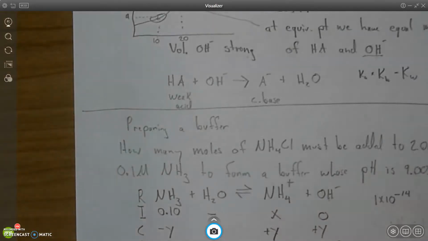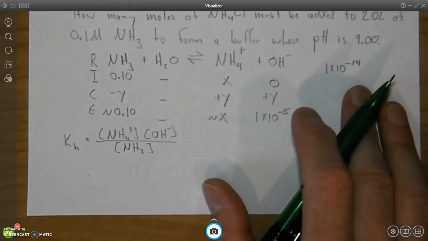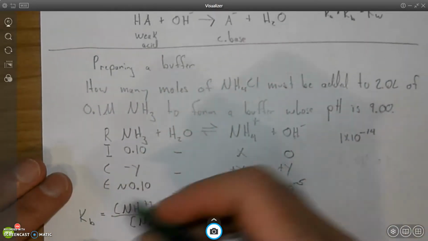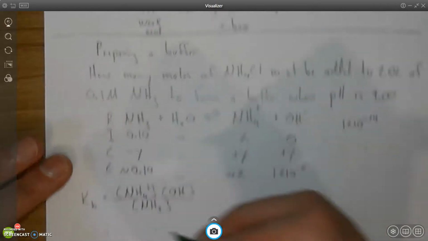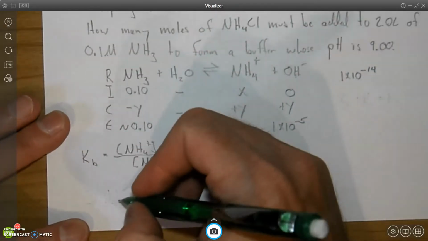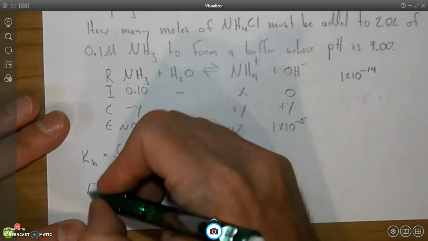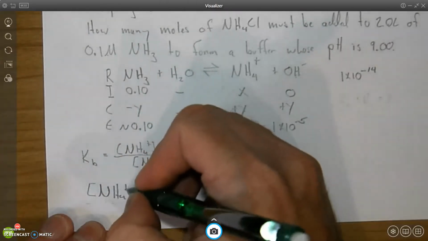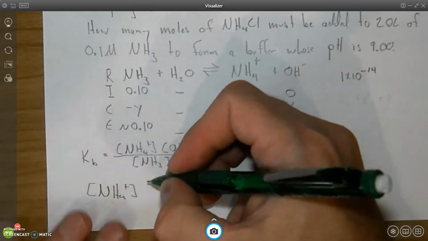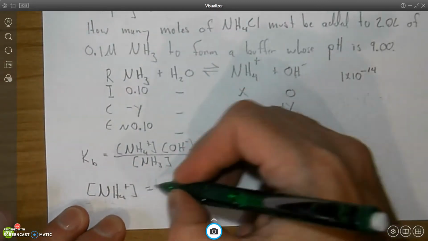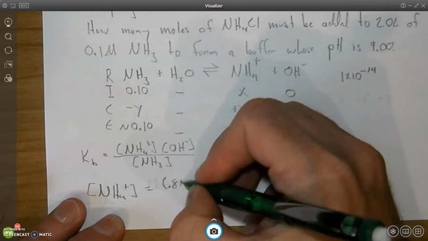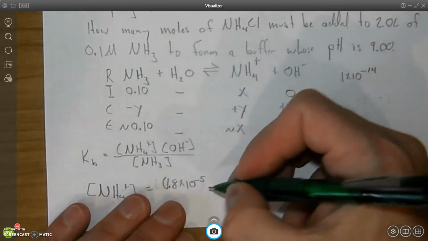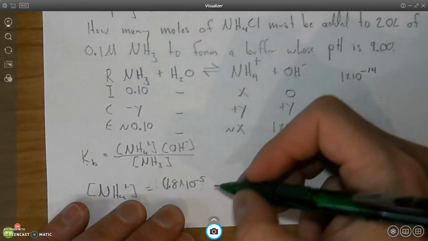All right, I had to pause it there for a second. If we rearrange the equation and solve for the NH4 plus, we're going to have to bring a couple things over to the other side, and we'll do that right now. So we will have NH4 plus is equal to 1.8 times 10 to the negative 5. That's the value we just grab out of the back of the book. It is the Kb value for ammonia.